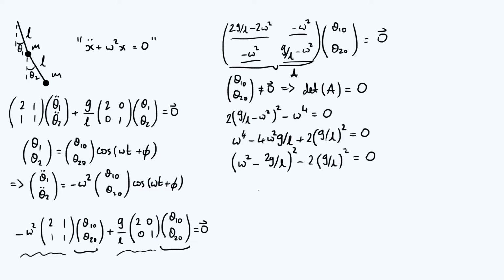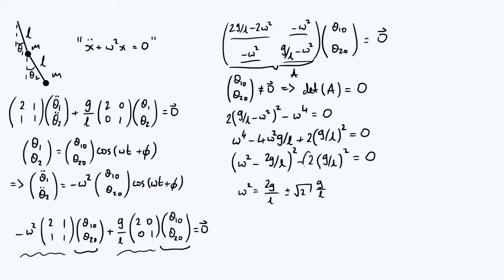I'm assuming that if you're watching this video, you're probably pretty experienced with solving quadratic equations, so I'm not going to go through that step by step, but basically you're going to get omega squared is equal to 2G over L plus or minus the square root of 2 times G over L.